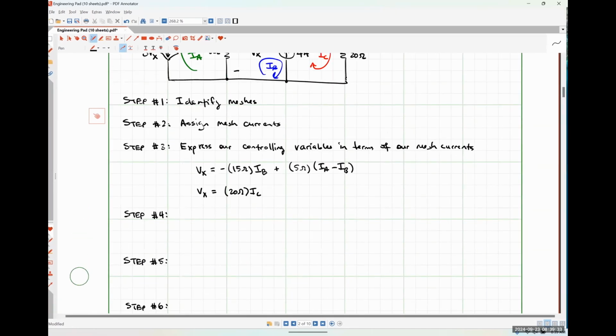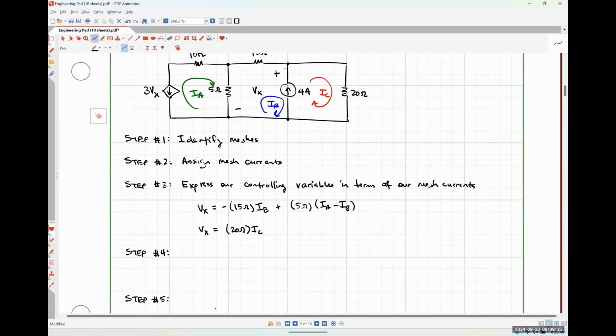All right, so this is going to seem a little bit odd, but I am going to skip trying to write a KVL equation for mesh A. Instead, I'm going to try to write a KVL equation for mesh B first, okay?